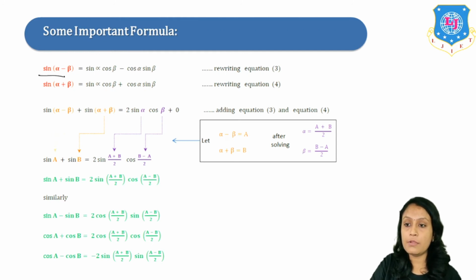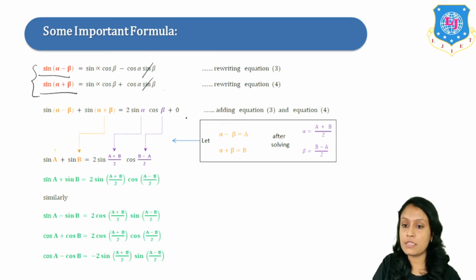So we know the formula for sine alpha minus beta, that is sine alpha cos beta minus cos alpha sine beta, and sine alpha plus beta is sine alpha cos beta plus cos alpha sine beta. Now we will add these two equations. So you will get sine alpha minus beta plus sine alpha plus beta as 2 sine alpha cos beta. These two terms will get cancelled.